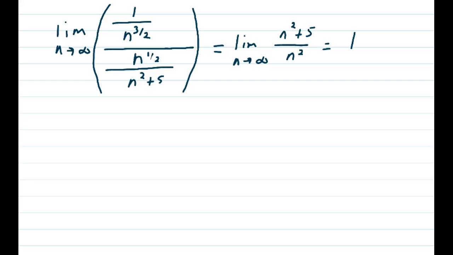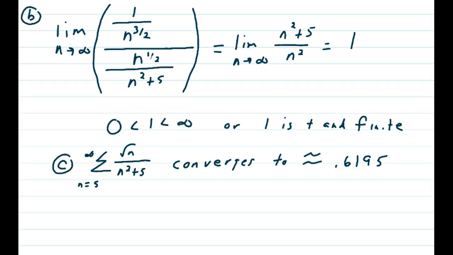Now make sure you don't stop here and just say I've got the answer. You have to then make a statement about why does 1 prove anything. So we go to the final step, which is to say that 0 is less than 1 is less than infinity, or you can say that 1 is positive and finite, which gives us the conclusion that the unknown series, summation n is equal to 5 to infinity of the square root of n over n squared plus 5, converges to, and to your calculator, you get a solution of 0.6195 rounded off.